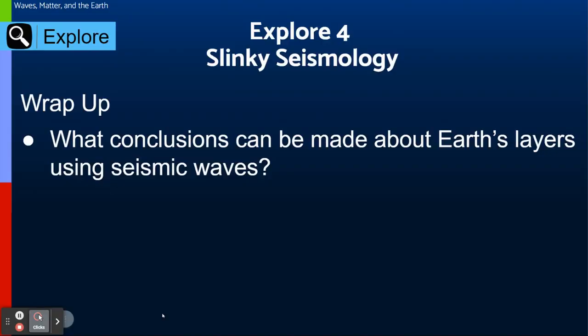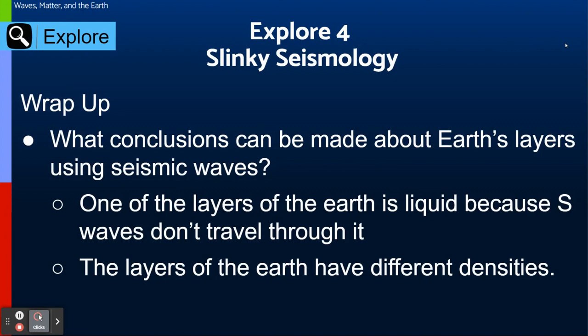So you are going to do a lab called Slinky Seismology in class. And when you're done with it, this is what the conclusion should be. First of all, what are the conclusions that can be made about the Earth's layers using seismic waves? Well, one of the layers of the Earth is liquid because S waves do not travel through it. And the other conclusion is that the layers of the Earth have different densities. And next, we're going to be talking about ionizing radiation.